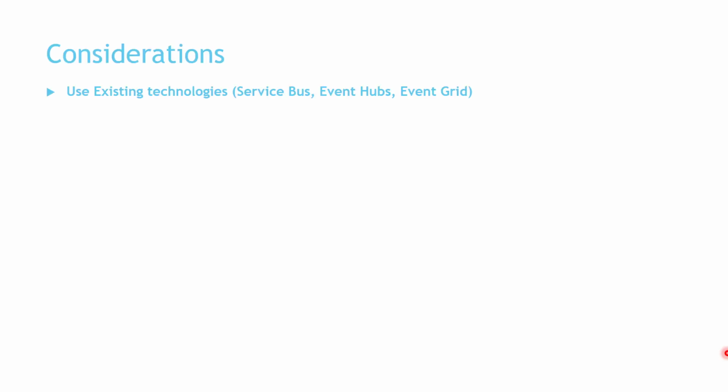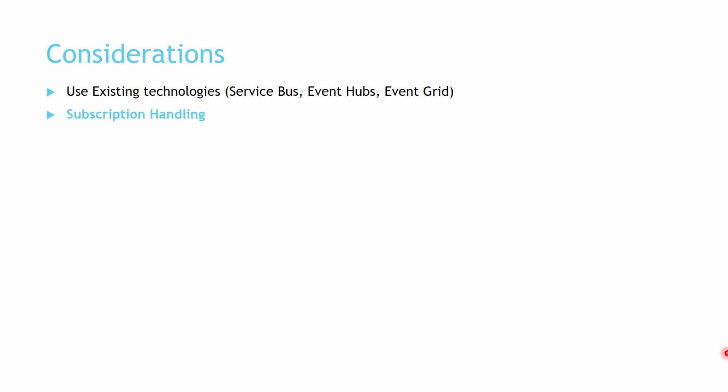And the first thing you need to do is to use existing technologies. You've seen in this video I've already used Azure Service Bus topics, and also you can use Event Hubs or Event Grid. What you don't need to do is to go ahead and build your own pub-sub module. You don't have to do that as long as there are existing technologies out there.